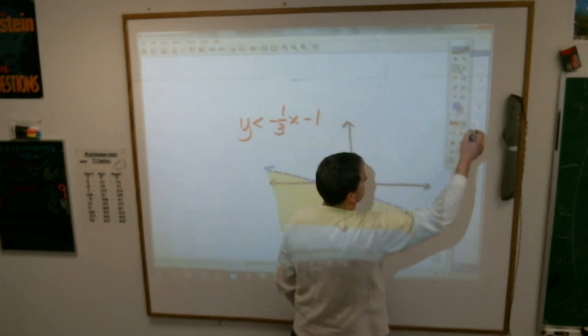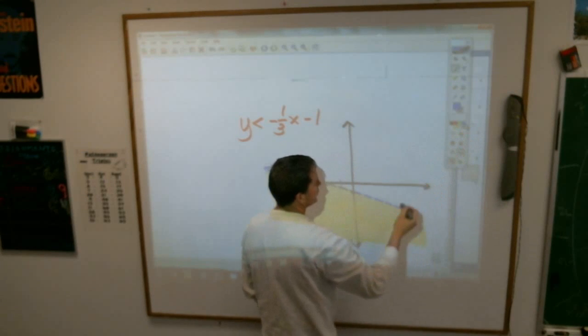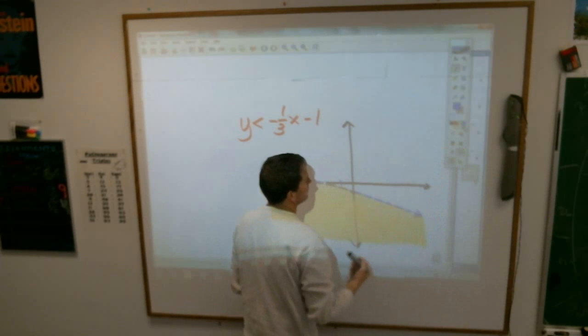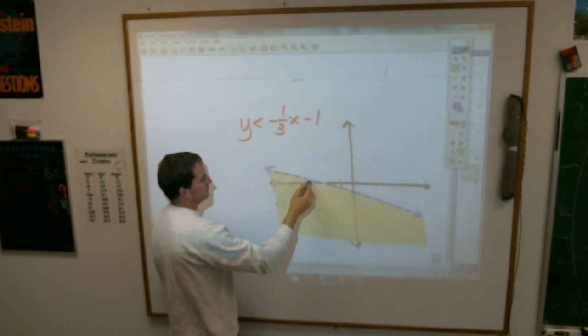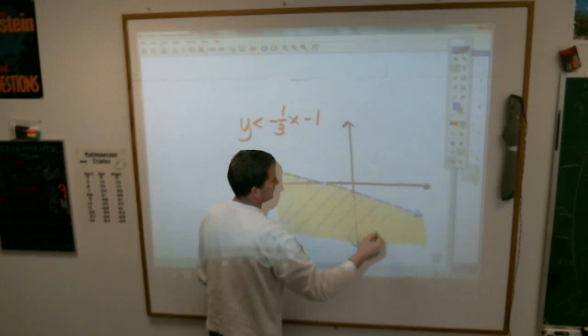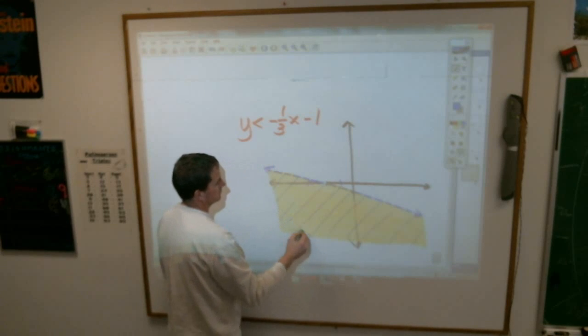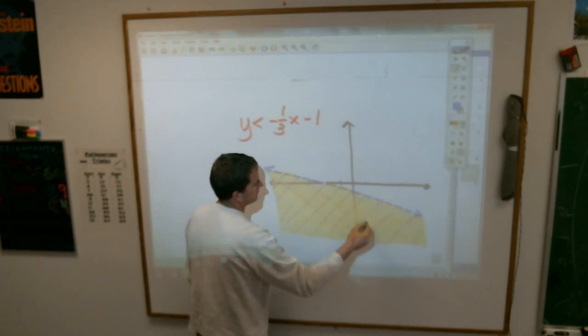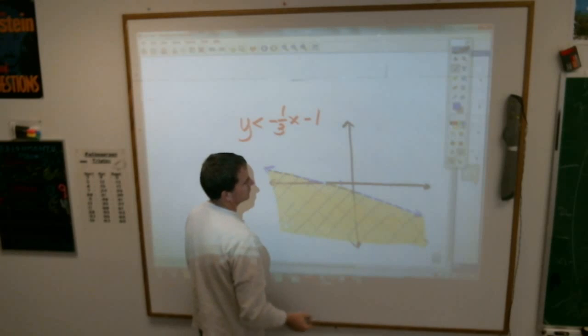We could put pinstripes on this. Style points.